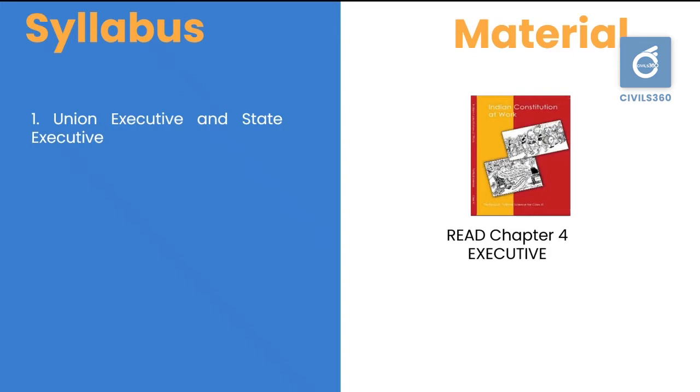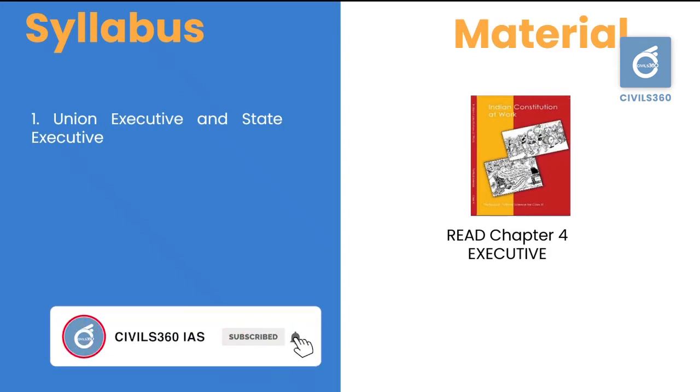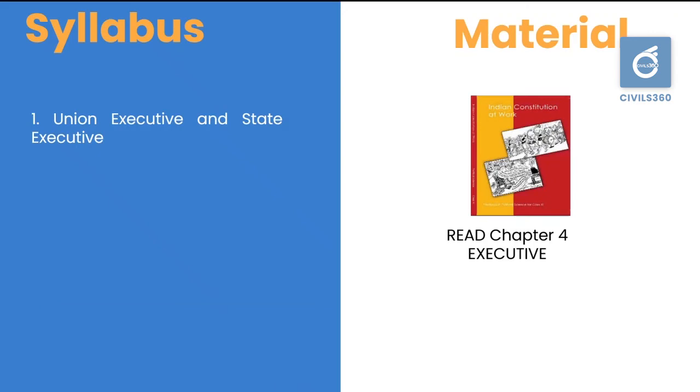That is the first material you need to focus on, chapter 4 of Indian Constitution at Work, where you will be getting a brief idea of what composes the Indian Executive, or what are the major components or structures of the Indian Executive, that is Union and State Executive. Go through that and get the idea of the basic functioning of the Executive, the major functions of the Executive, and how they are working in society. That should be learned from this chapter.